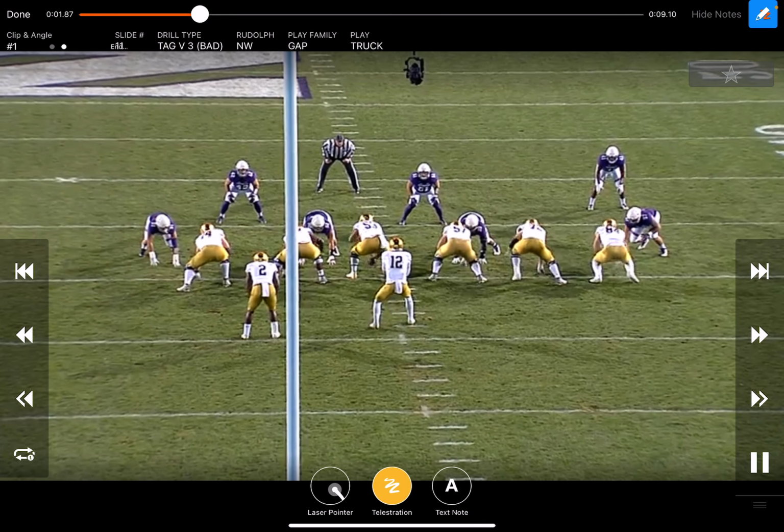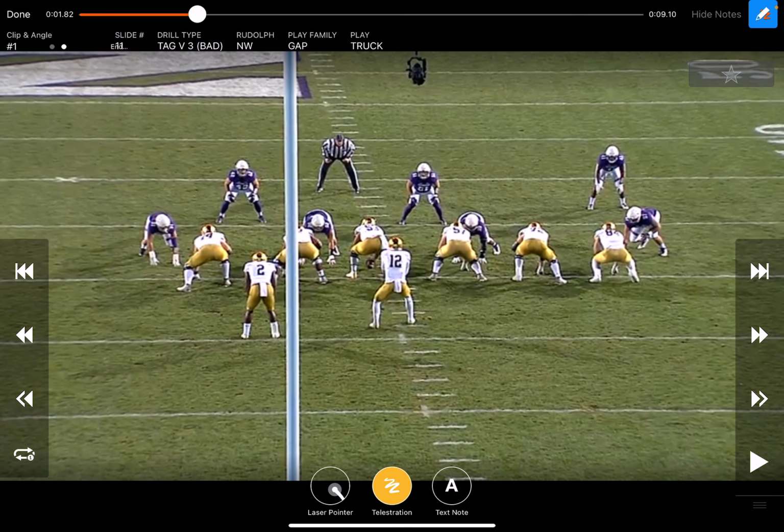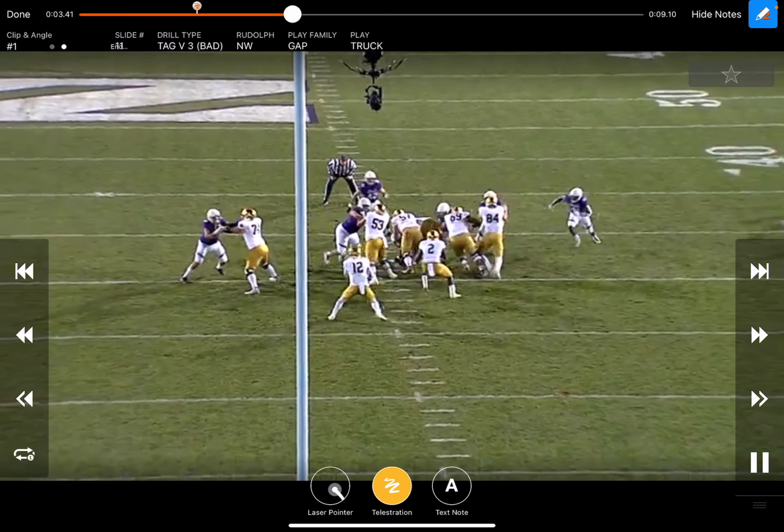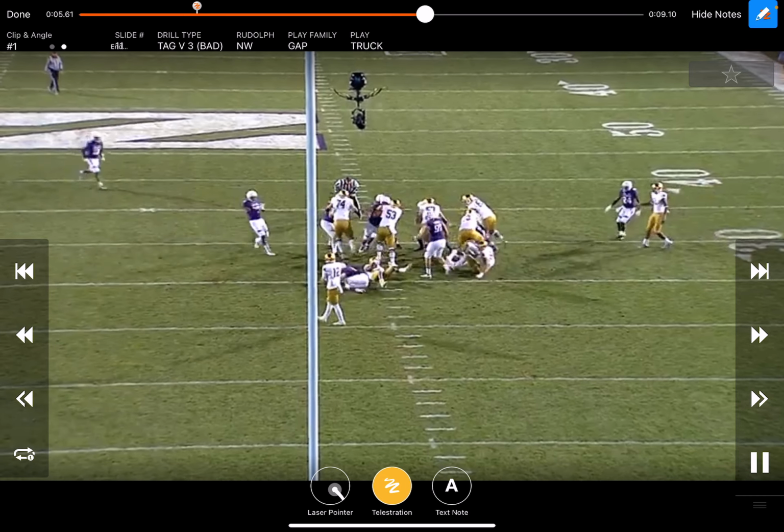Here's another example of that. This is Notre Dame. We'll see right here, these two are double teaming this one defender here, and their combo is working back to this backside defender. Hip to hip, that's a hip double team.